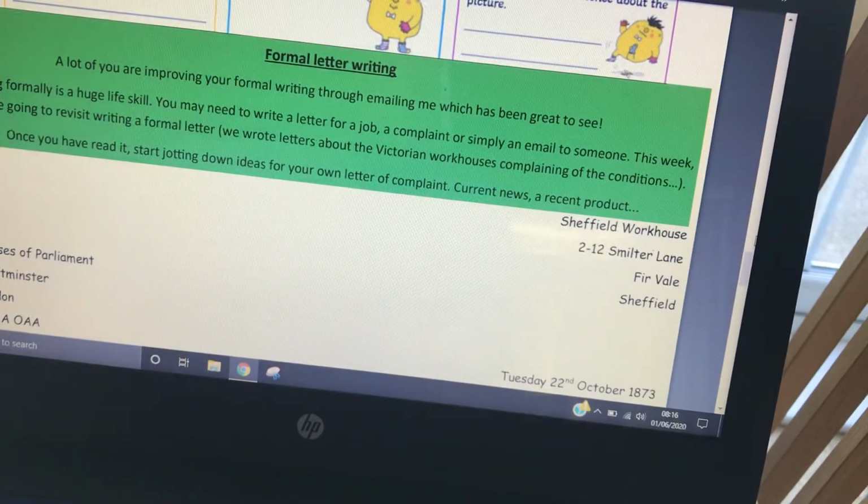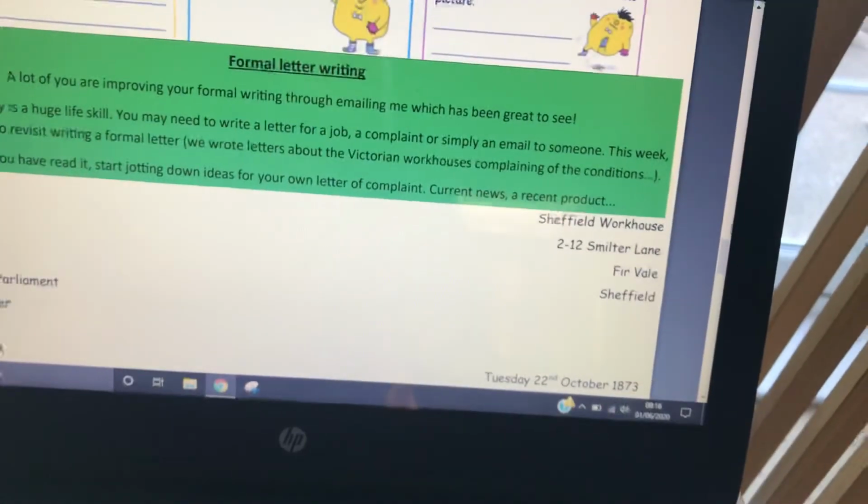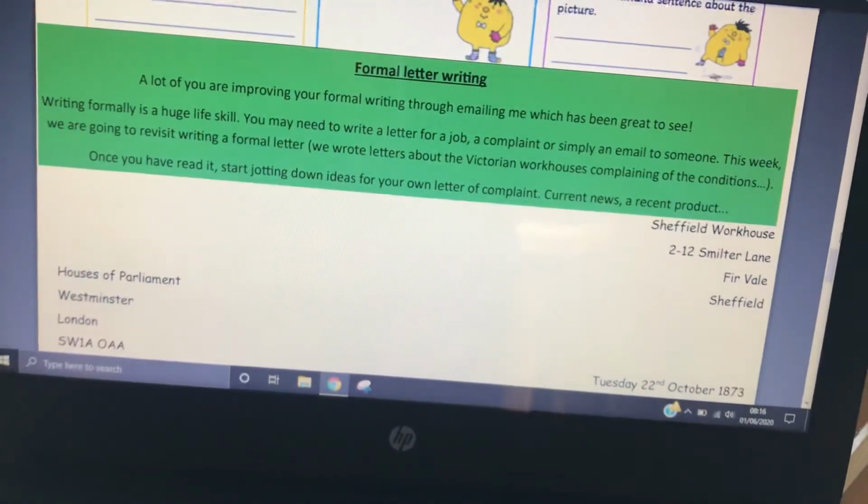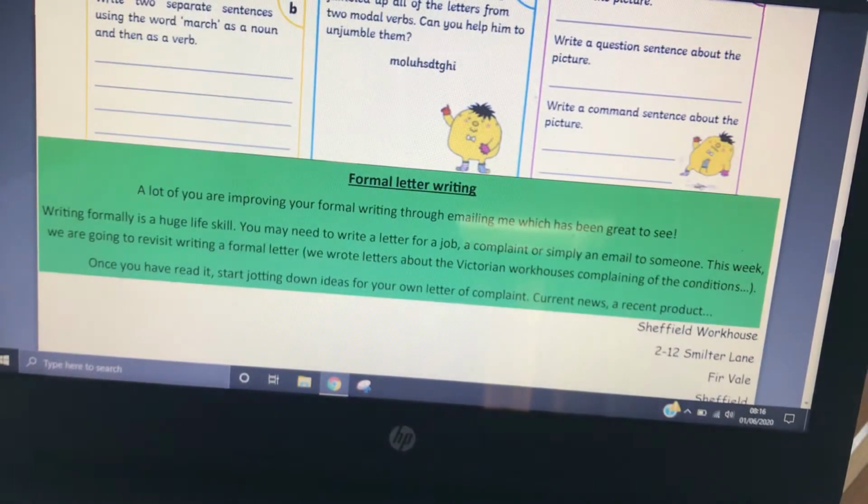Alright, so I thought it would be, we've gone a bit wonky, there we go. I thought it would be a good idea to have a look at some formal letter writing. In the current news at the moment, there are a lot of things. There's a lot of issues around the world at the moment. A lot of opinions around the world as well.